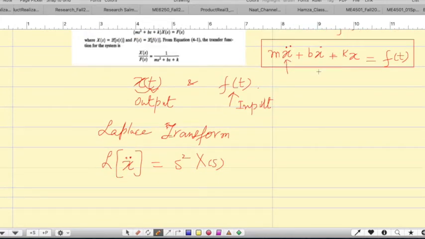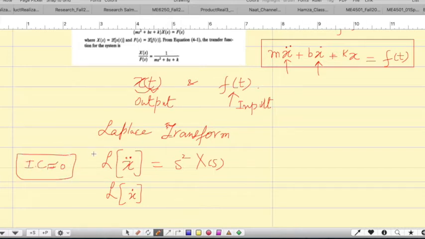So this will go here, and the Laplace transform of x dot. Remember, initial conditions are assumed to be 0, otherwise there is another term, minus s x of 0 minus x dot 0, but I'm not writing it down because the initial conditions are 0. I don't want to confuse you further.